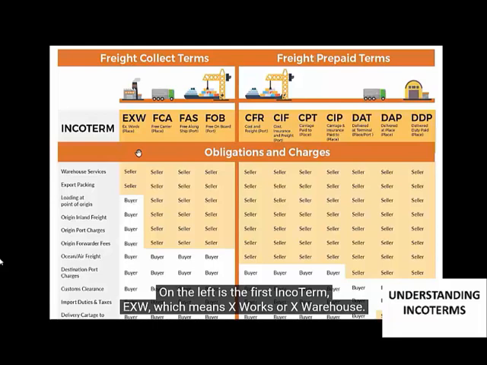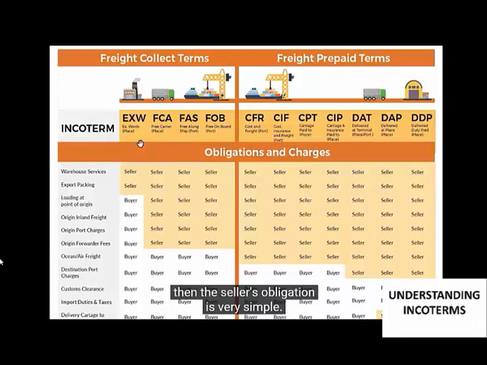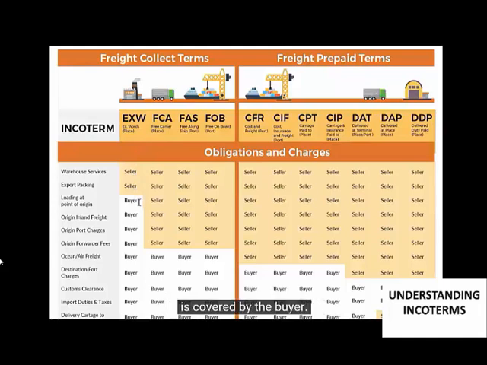On the left is the first incoterm, EXW, which means X Works or X Warehouse. If the buyer and seller agree to sell goods on X Works terms, then the seller's obligation is very simple. The seller will only cover the cost of the goods X Warehouse. So that means the seller will manufacture the goods, have them packaged and ready for collection from their warehouse. From then on, all additional costs and risks involved in transport away from the warehouse is covered by the buyer.